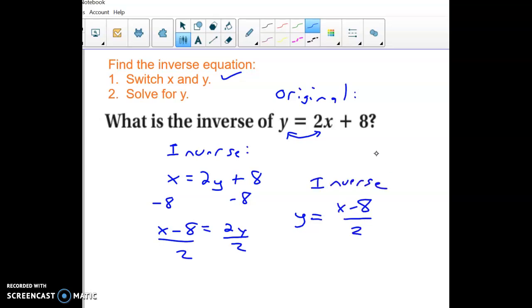Okay, so that kind of makes sense. The original one multiplied by 2 and added 8. Our inverse minuses 8 and then divides by 2. But it is important to do those steps, because even though you'd recognize you need a minus 8 and divide by 2, some of you, without doing the process, might have written it in the wrong order, which actually wouldn't be right. So do this process to find the inverse, and it should usually go pretty okay.